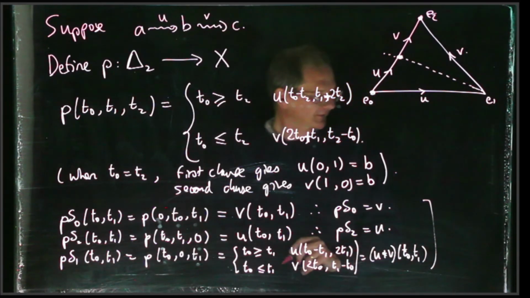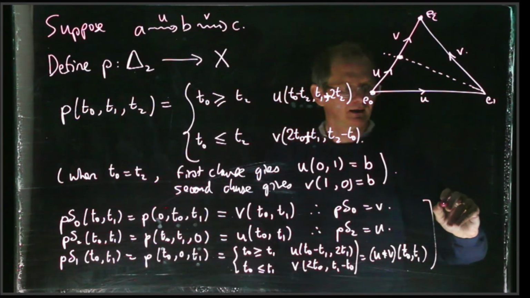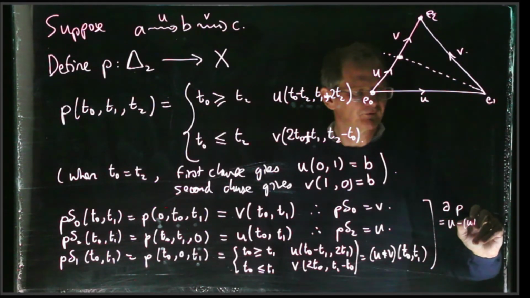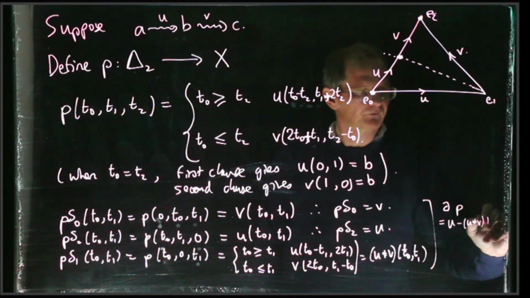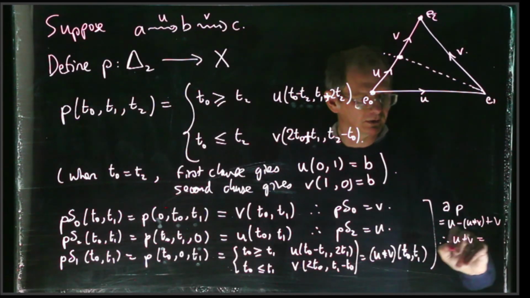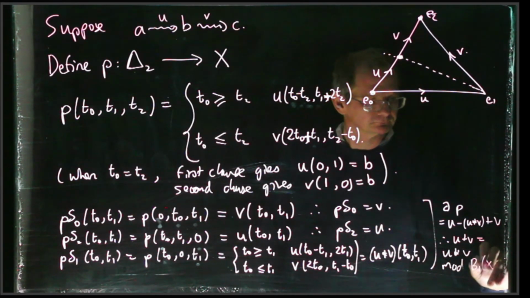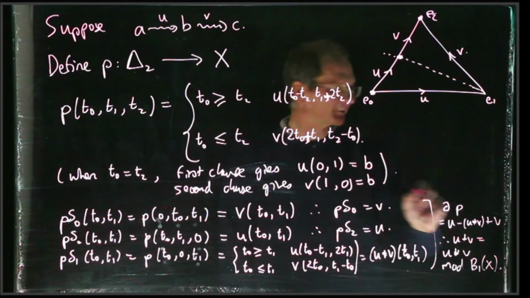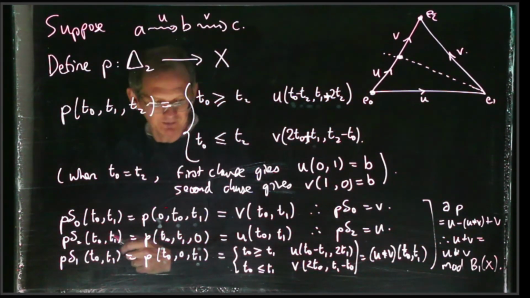Okay, so putting this together, we see that dP is U minus U star V plus V. Therefore, U plus V is equal to U star V mod B1 X, because the difference between the two sides here is equal to dP, so it's a boundary, it lies in the B1 group.